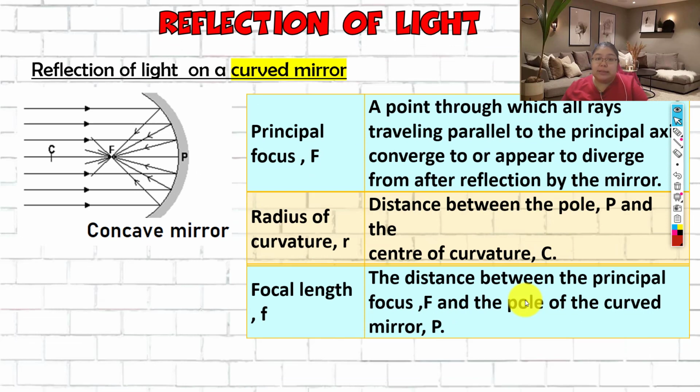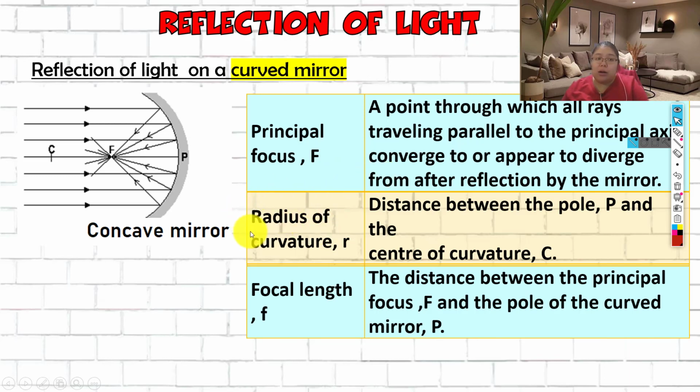Then we see what F is. F we call the principal focus, or the focal point. It is the point through which all rays traveling parallel to the principal axis converge, or appear to diverge from, after reflection by the mirror. So any ray that goes in parallel will converge to F, or appear to diverge from F. This one we call the focal point.